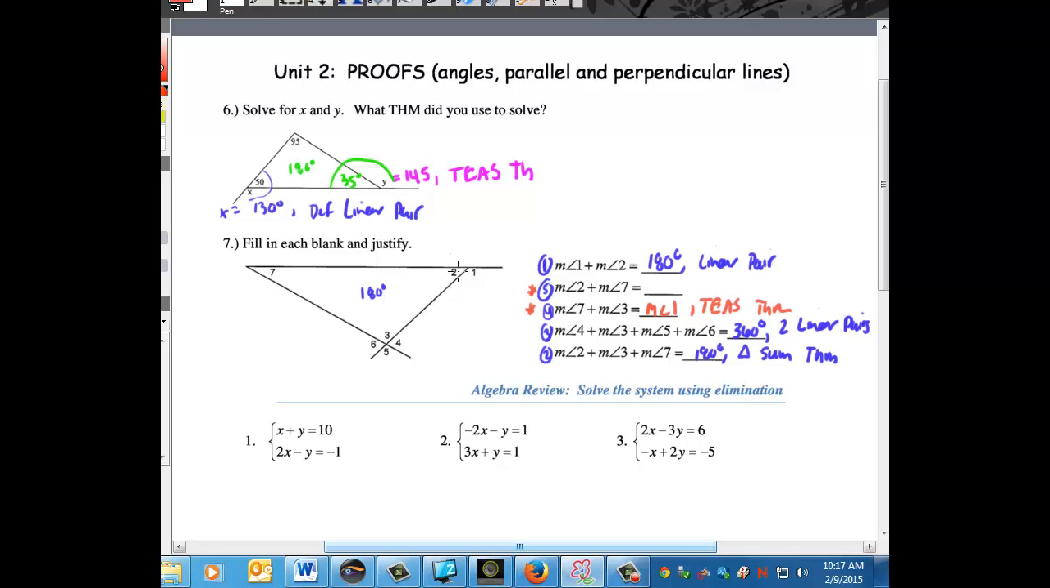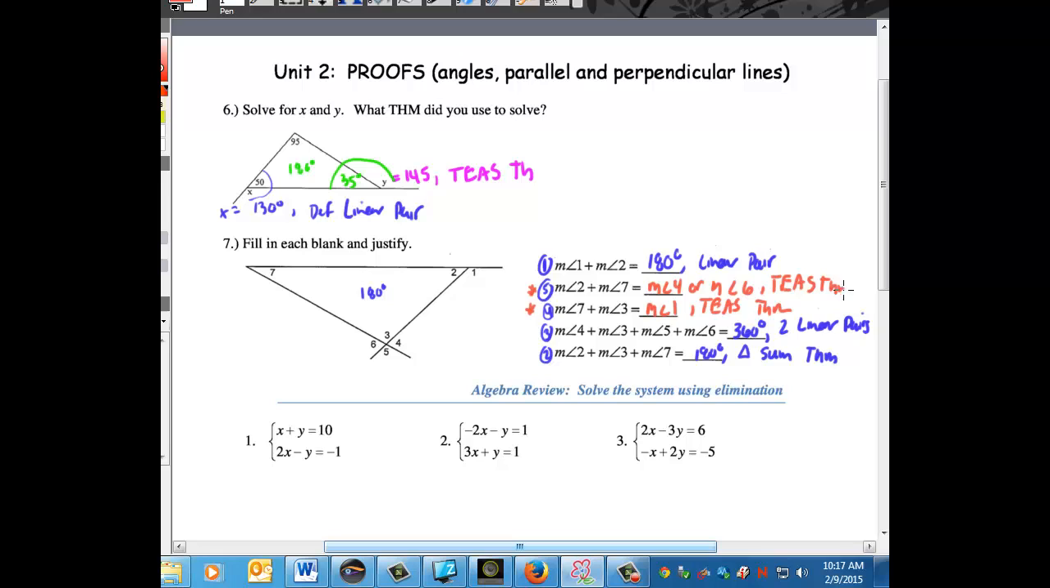Alright, then measure of angle 2 plus measure of angle 7. You could have two answers here. They could equal measure of angle 4 or measure of angle 6. And remember 4 or 6 would be our exterior angle, so that would be, again, by the Keys theorem.